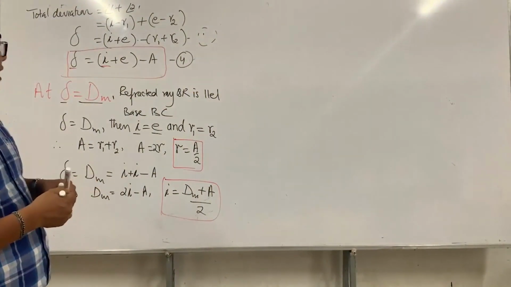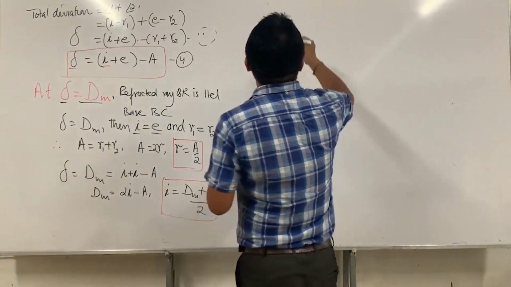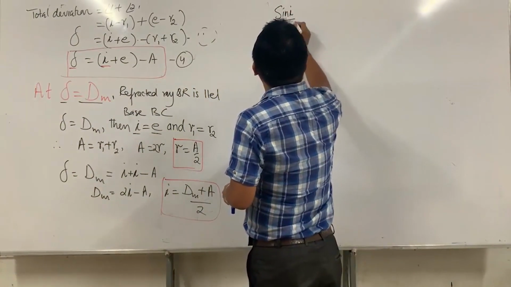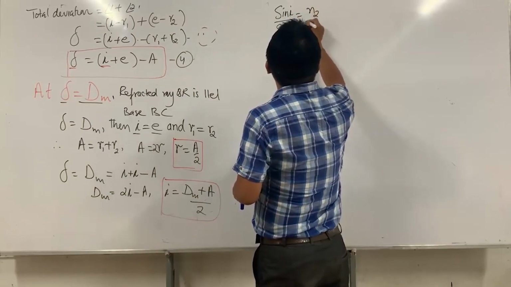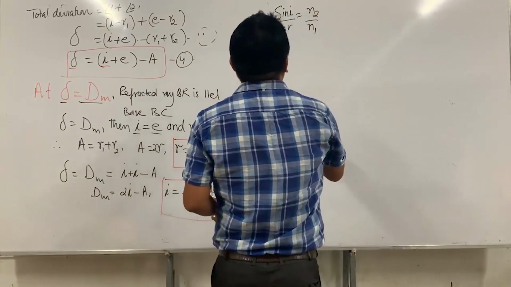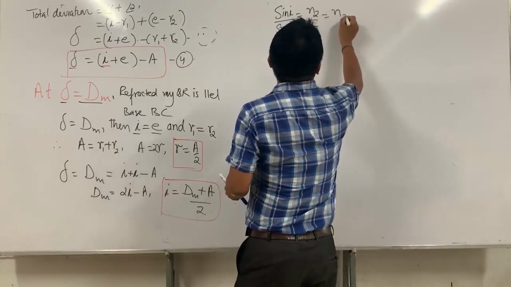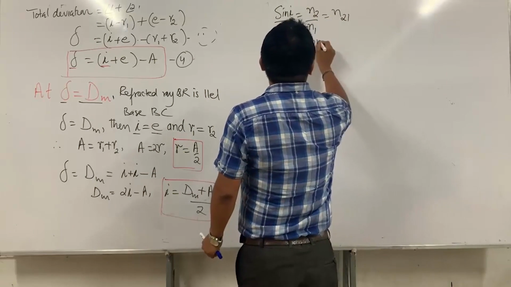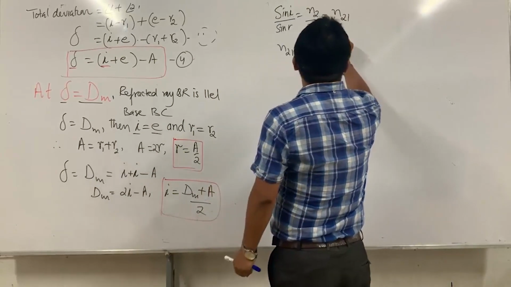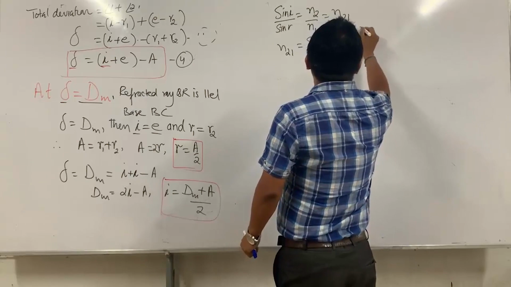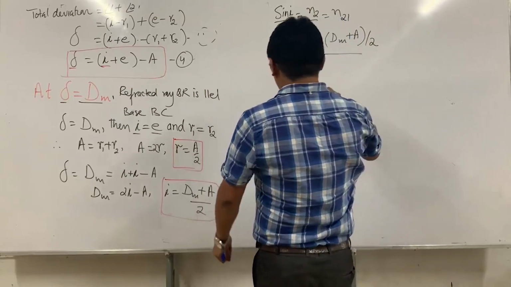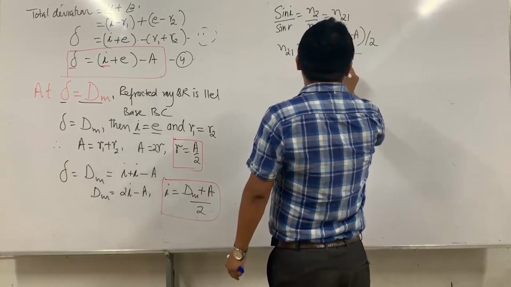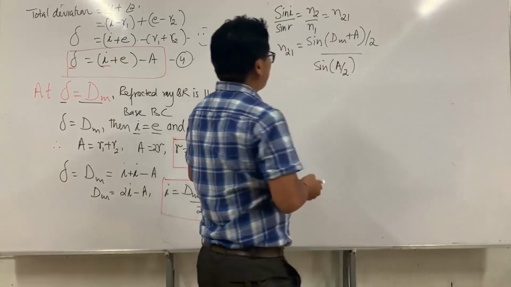Now I am going to substitute this in Snell's law. So we have Snell's law, N2 divided by N1, which we call N21. So N21 is equal to sine I divided by sine R. What is I? I is equal to Dm plus A divided by 2. What about R? R is equal to A by 2. This is what we have.